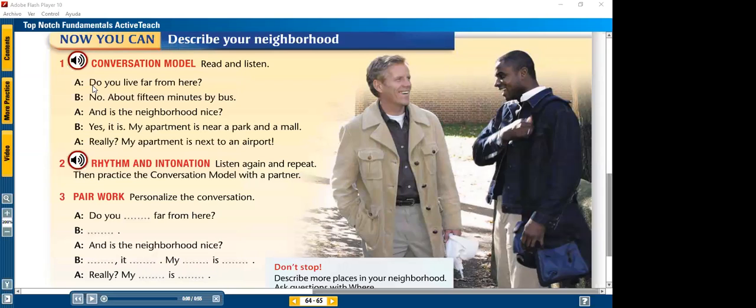Do you live near from here? ¿Cómo podrías responder? A ver. Hola, hola. Yes, about 14 minutes by bus. Yeah, you can say by bus or by taxi, or I don't know, by train, whatever. Good. Another question, and is the neighborhood nice?